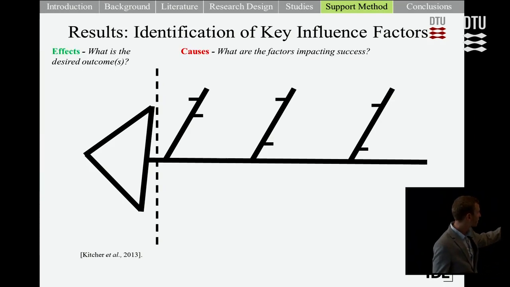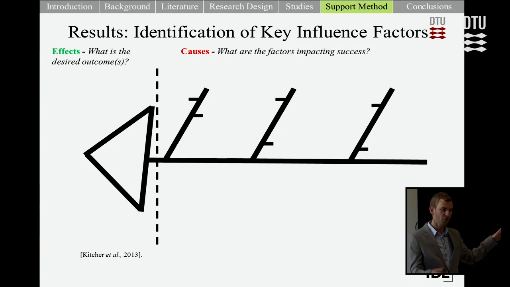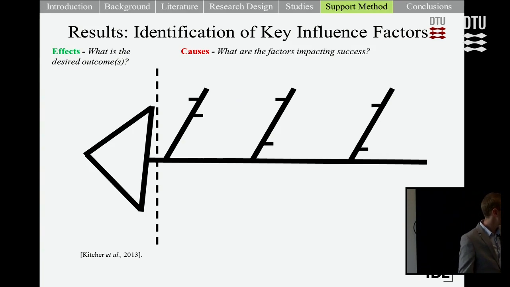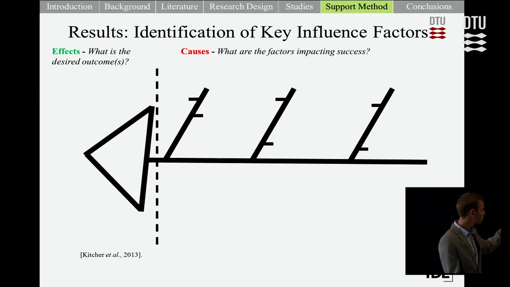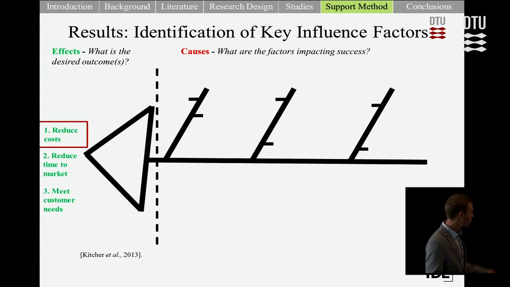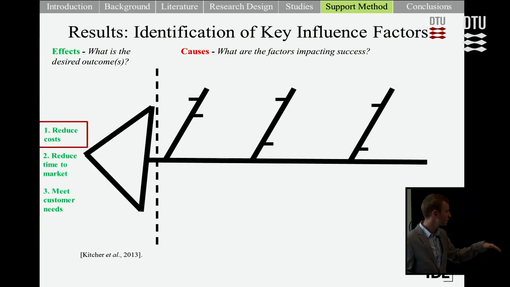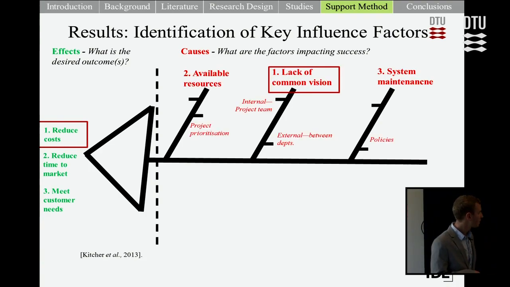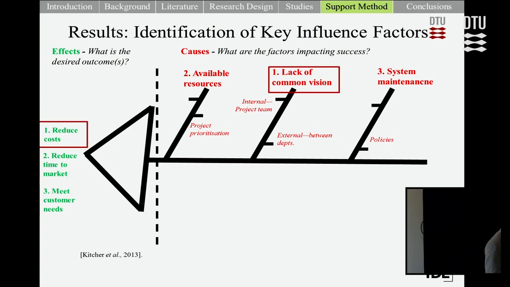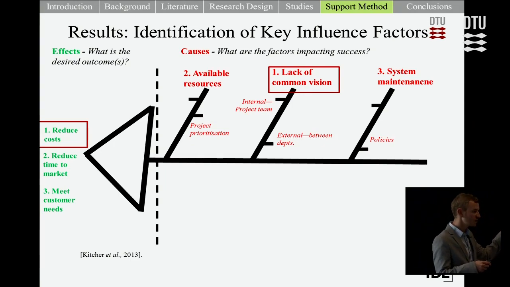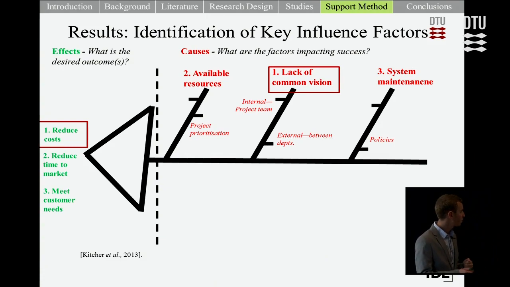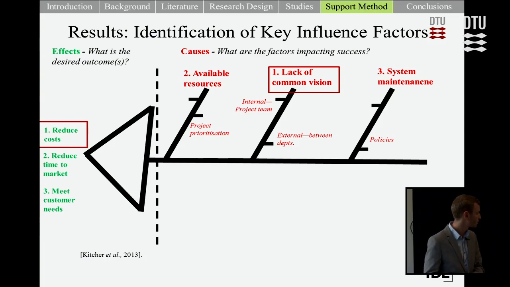So first, on the left-hand side, we identify the key effects, so what is the desired outcome from the project, such as the key motivations, and then identify some of the key causes, so some of the factors that can impact the success towards achieving this outcome. What we saw at the company is they identified several motivations or desired effects, and the main one was to reduce costs in the project. And we then went into identifying a number of key factors that could impact the success towards reducing costs. They identified a lack of common vision within the internal project team and also externally between departments as impacting the costs of the project.